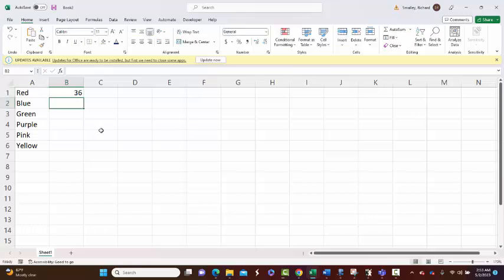36, 50, 12, 28, 33. I don't know why I was making them all even. And 11. Okay, now I'll show you a little trick. If we want to know the total, we don't need to do this by hand. You hit the center of the cell and drag it right down.